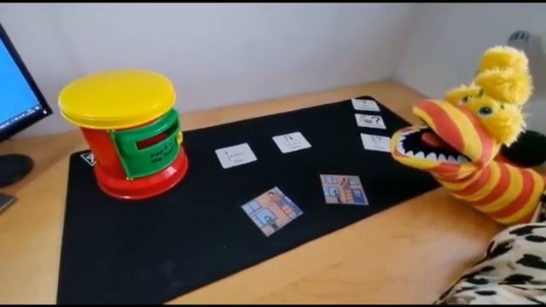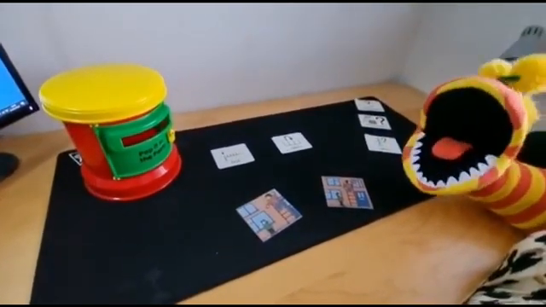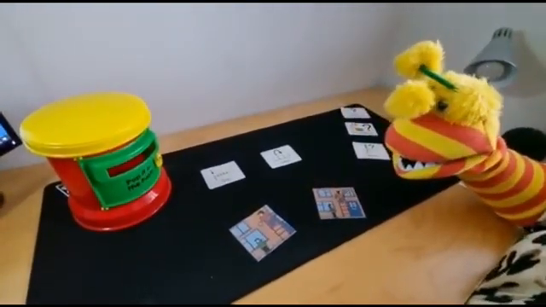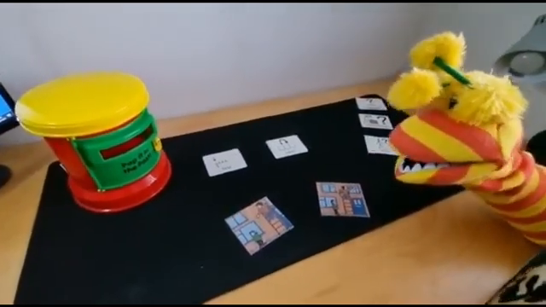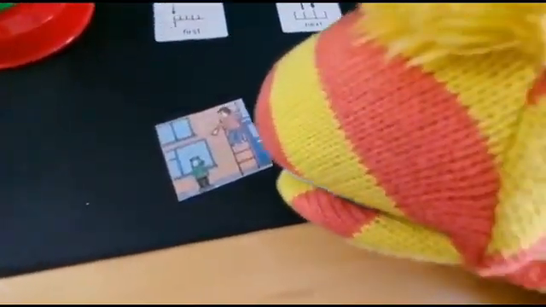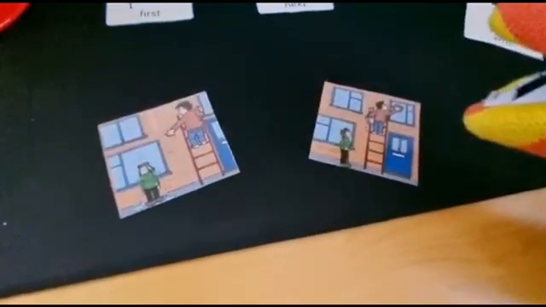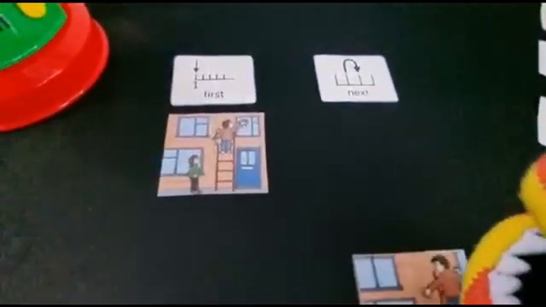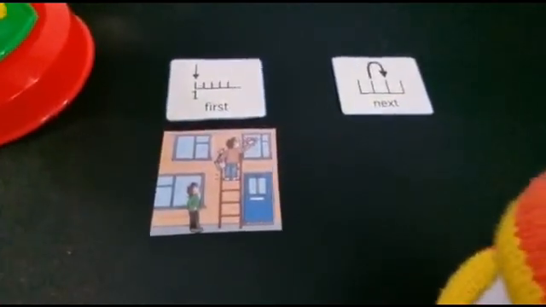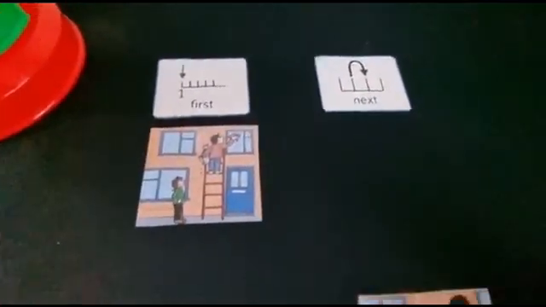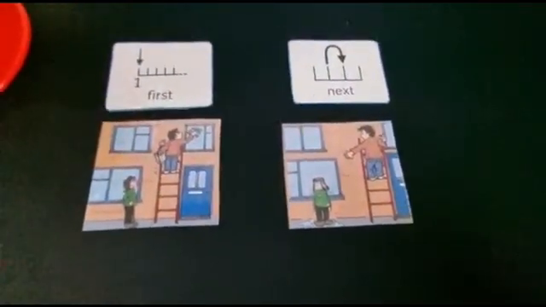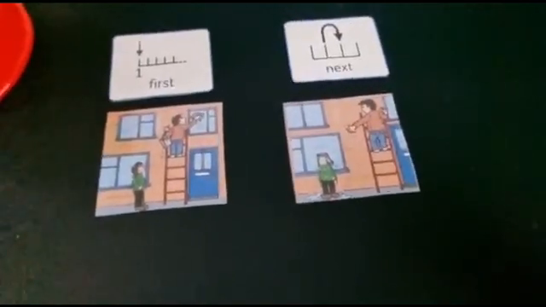Two-part sequencing. Right, Sammy, you've got a job to do today. You've got to put these pictures into the right order. Let's have a look at them both. Let's see which one comes first. Oh, I think this one. The man is washing the windows. That's the first picture. What is next? Oh, this one here. The man has now dropped the bucket on the girl's head.